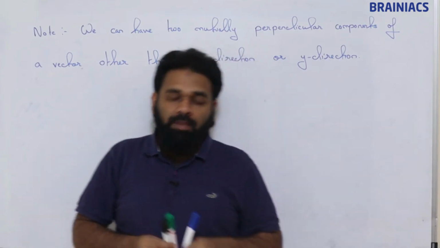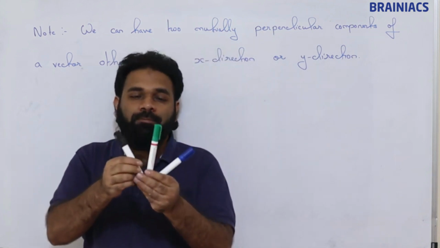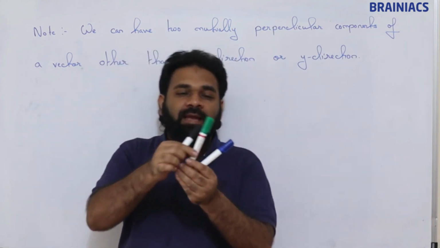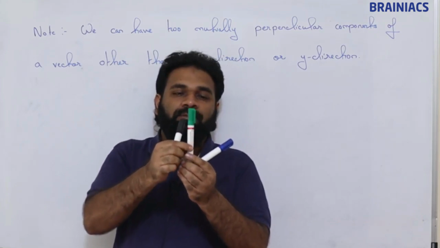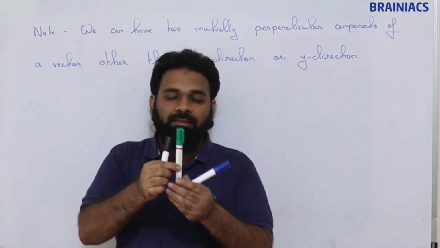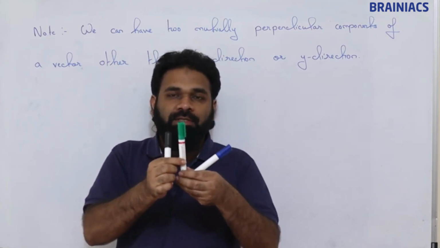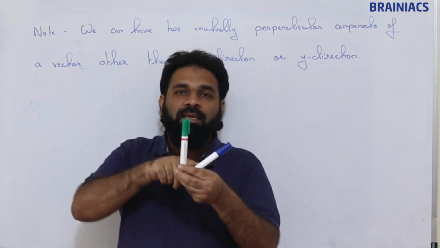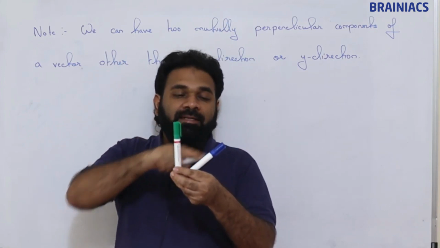Now suppose a vector is acting like this. I need to understand what is the effect of this vector in this direction.